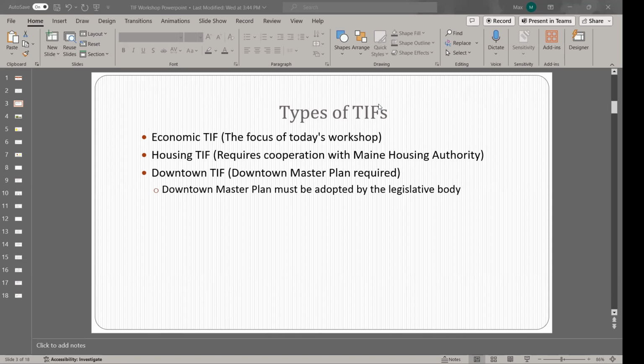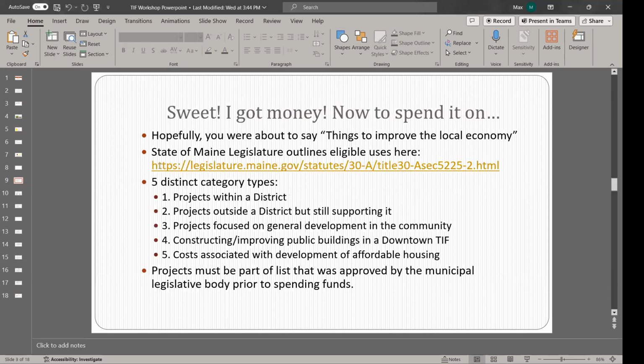Well, it could be the credit enhancement, but there are other potential projects. So I'm going to quickly get our slides back, if I can, to the eligible items, if I can remember which one it was.